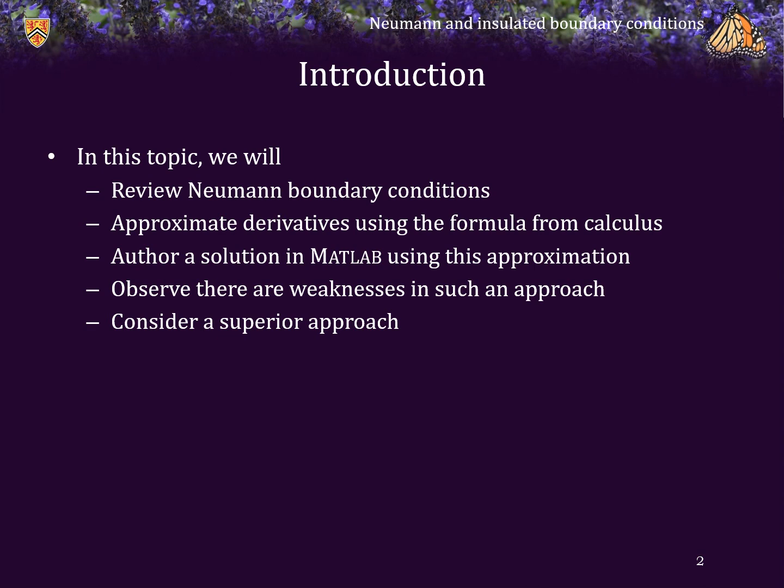In this topic we will review Neumann boundary conditions, and we will see how we can approximate the derivative using the formula from calculus combined with a Neumann condition to eliminate one of the unknowns, be it either the left-hand endpoint or the right-hand endpoint. This will give us a system of n-1 equations and n-1 unknowns, and we can author a solution in MATLAB using this approach. We will observe that there are weaknesses in such an approach, and we will therefore consider and observe the effect of using a superior order h squared approach.